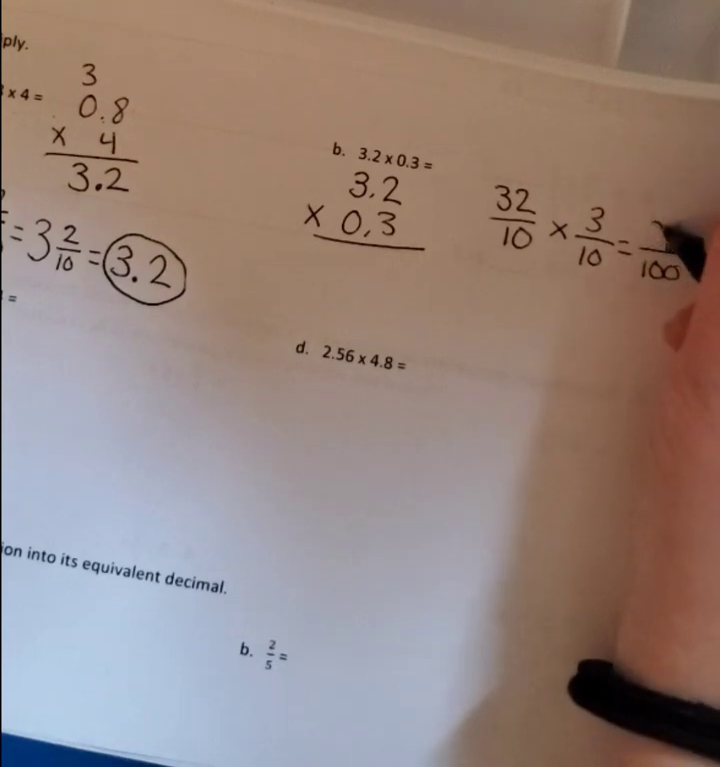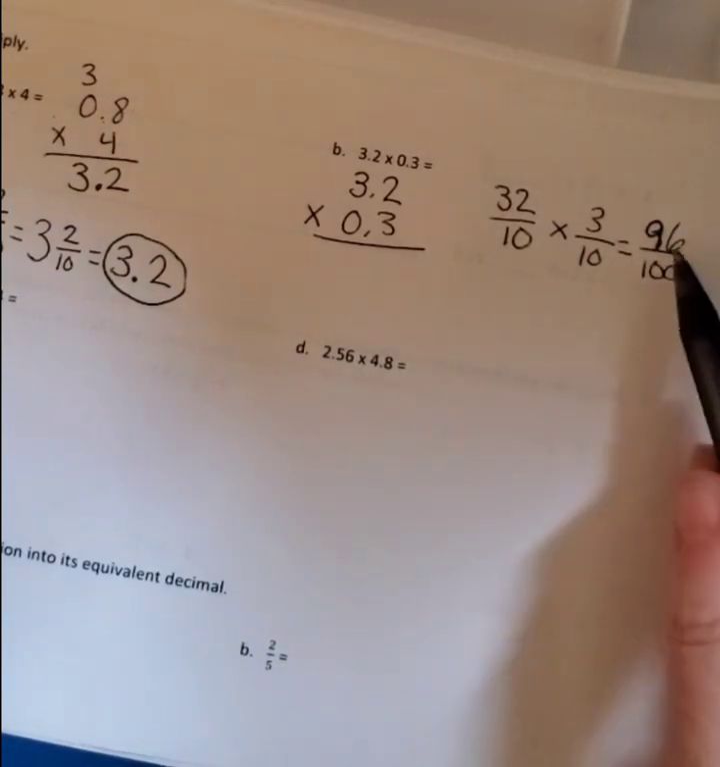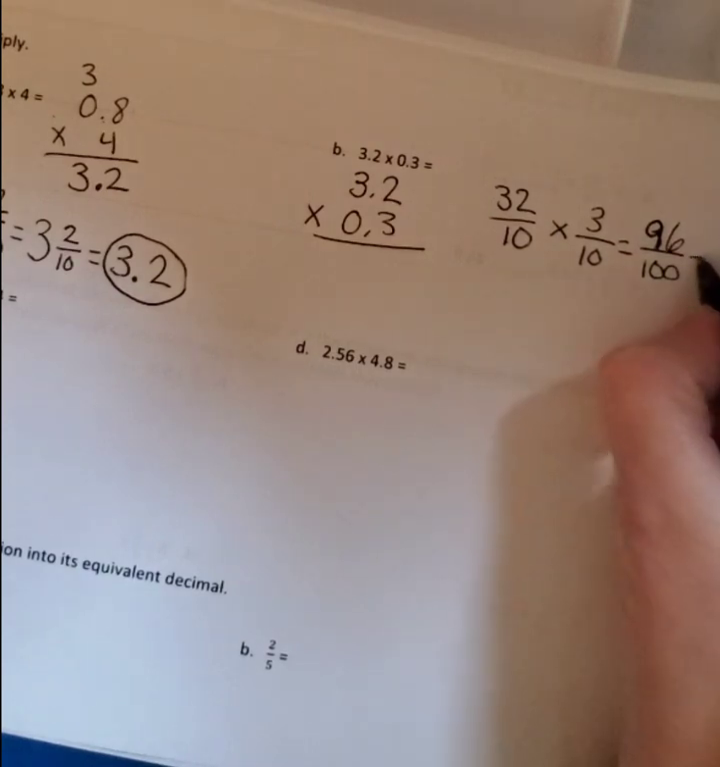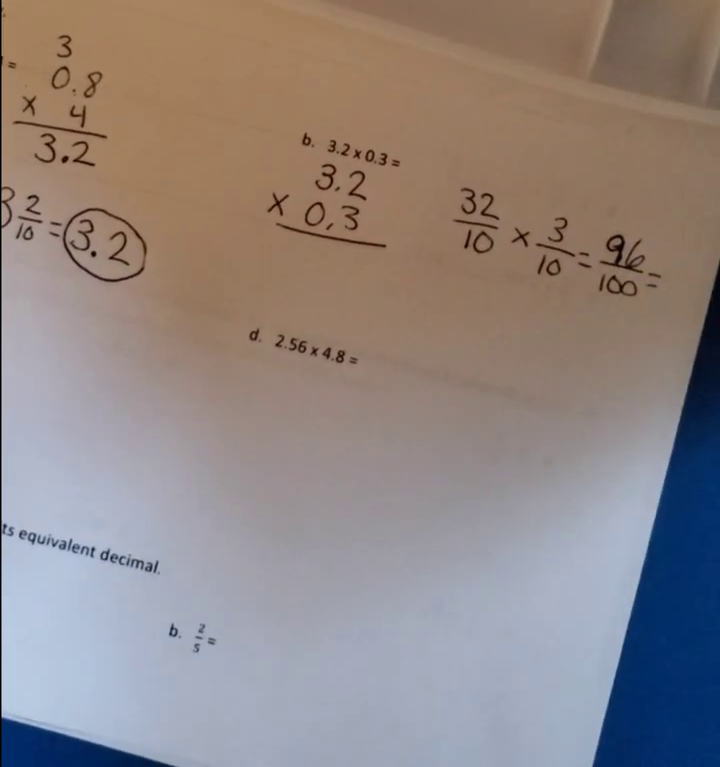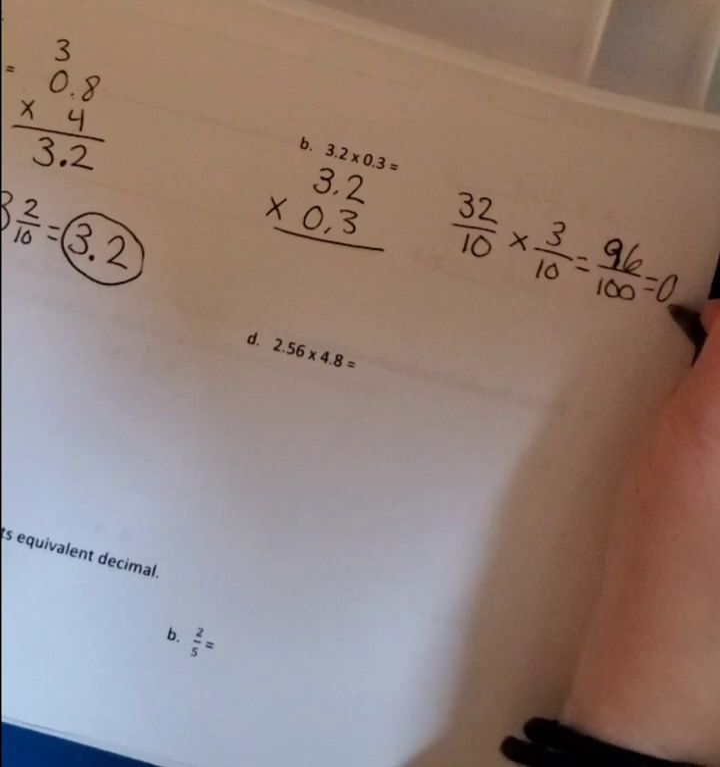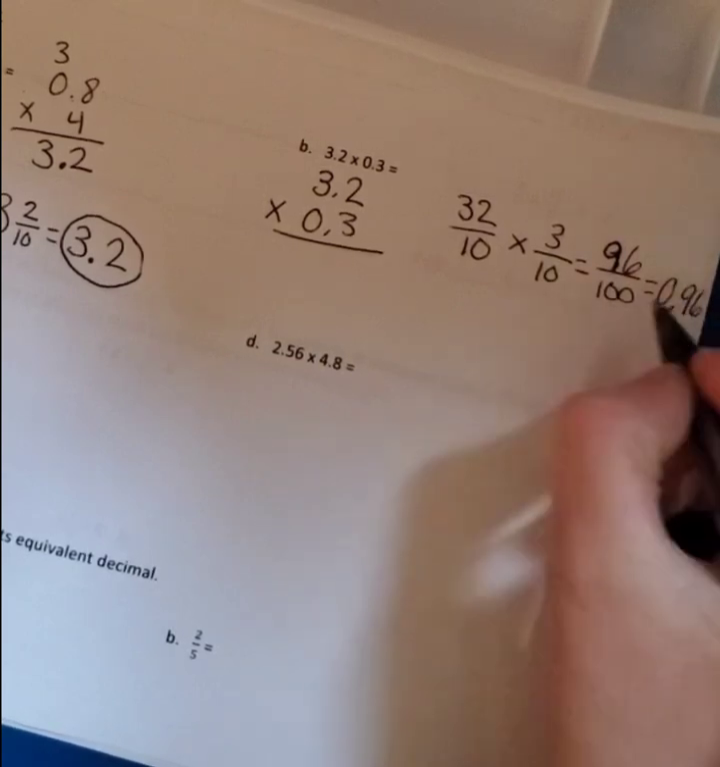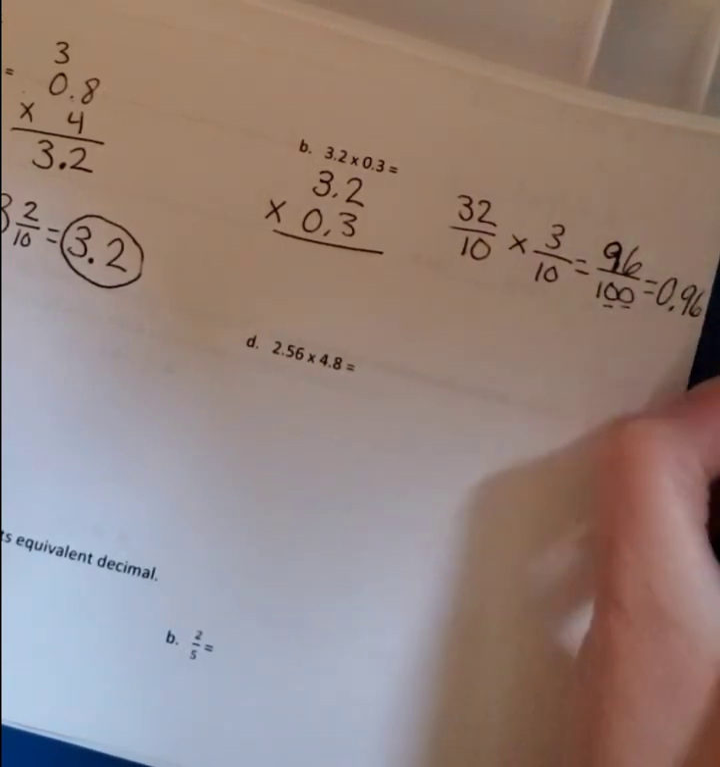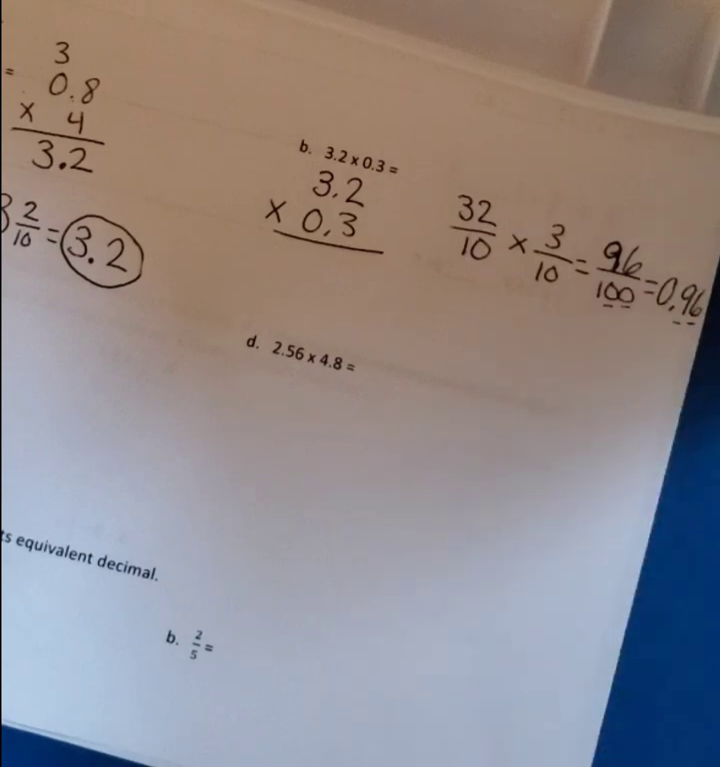3 times 3 is 9. So 96 hundredths. And that would be in decimal form, 0.96. Because remember, there's 2 zeros in 100, so that means 2 place values after the decimal.